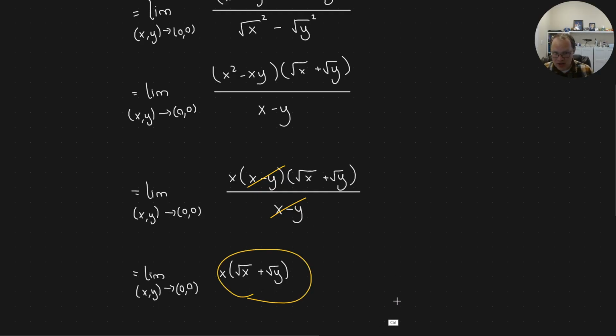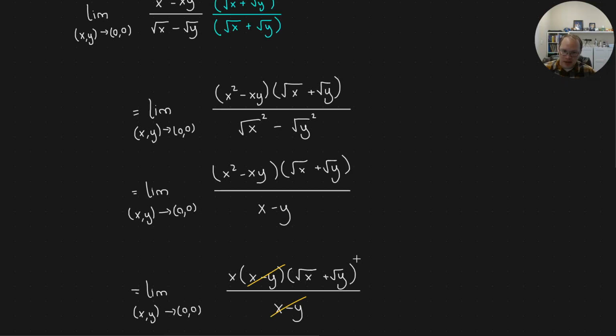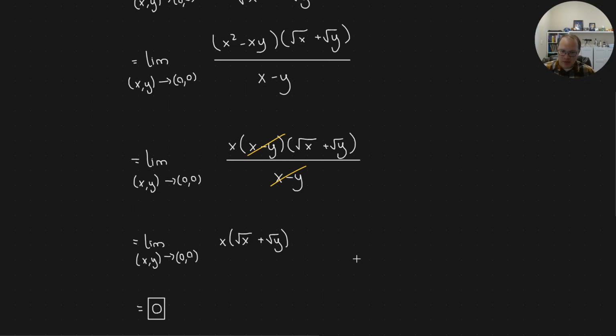Now, if I plug in 0, I don't get an indeterminate form. And so it's nice and continuous at 0. I could just plug in 0 and get my answer. If I plug in 0, 0, I just get 0. So I was able to algebraically find the limit of this particular function.